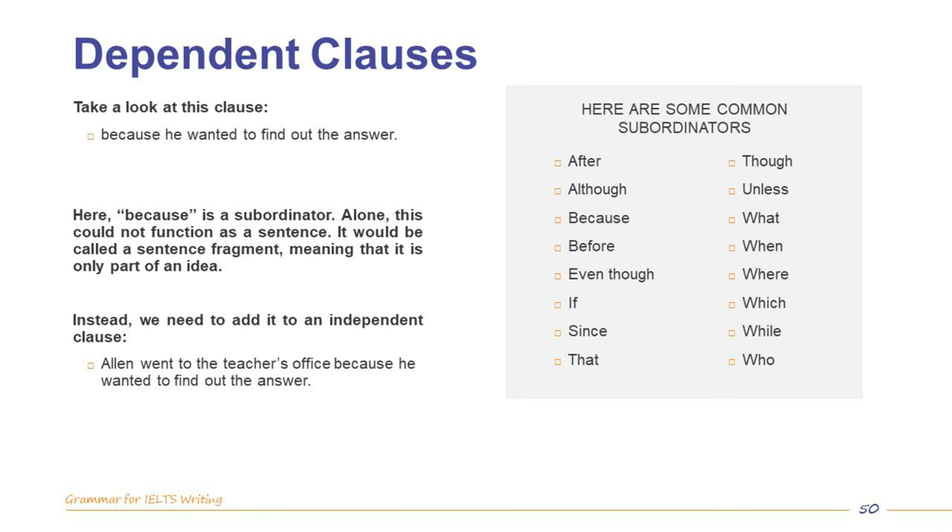Alan went to the teacher's office because he wanted to find out the answer. If I told you Alan went to the teacher's office, you would be able to understand me. It is a completely self-contained idea, and therefore it is able to function as a sentence. However, it is possible to add more information. In this case, we have added a dependent clause. The dependent clause could not function alone, because if I said to you, because he wanted to find out an answer, you simply could not understand my whole meaning.